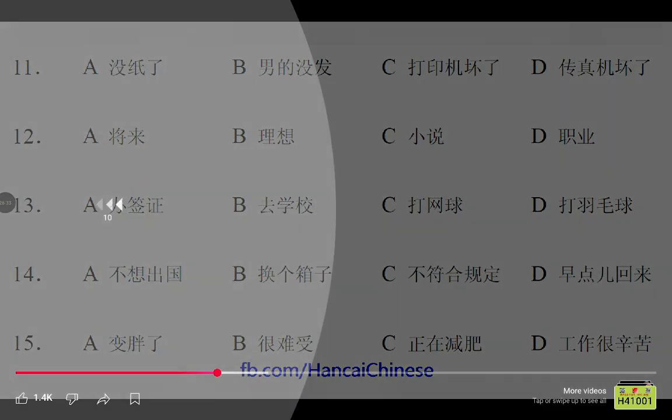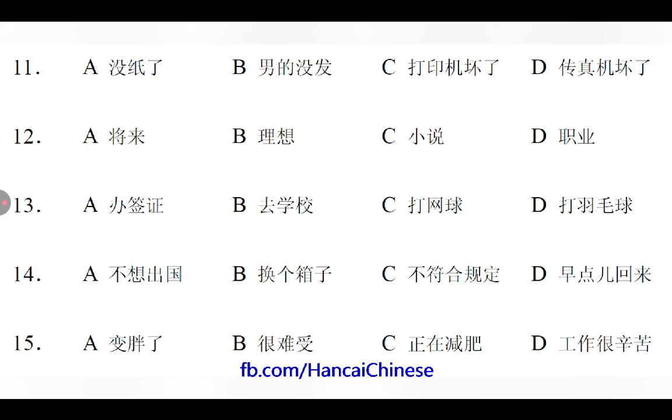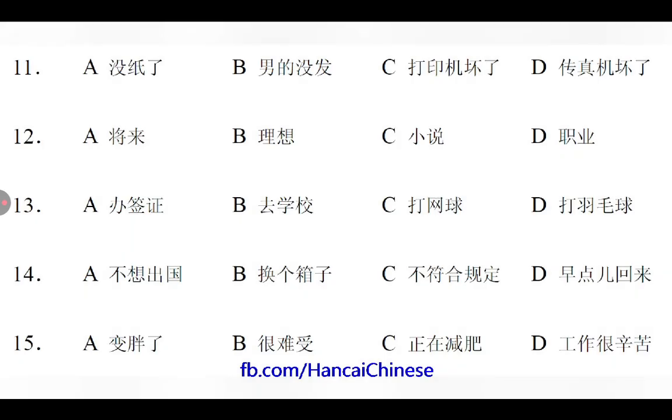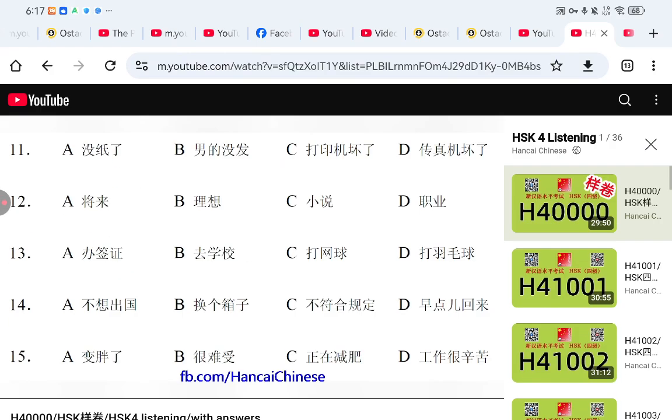你这次出 Yeah, okay. 14，你这次出国要2个多星期。 这次出国2个多星期 but we didn't.